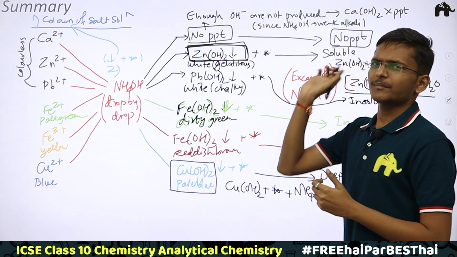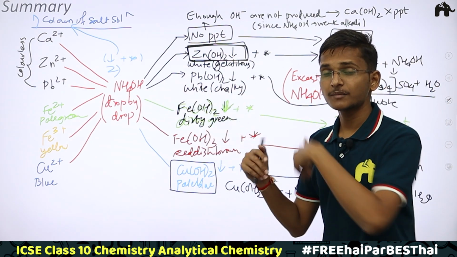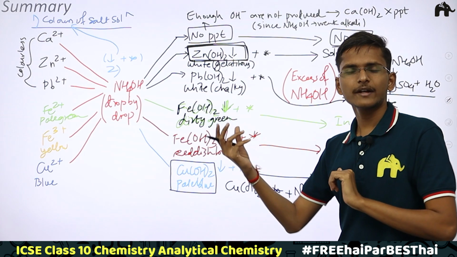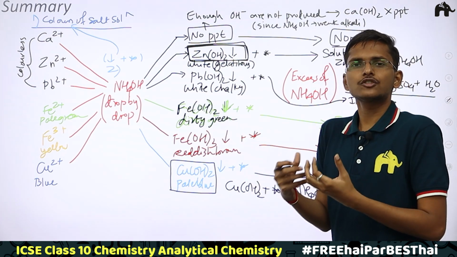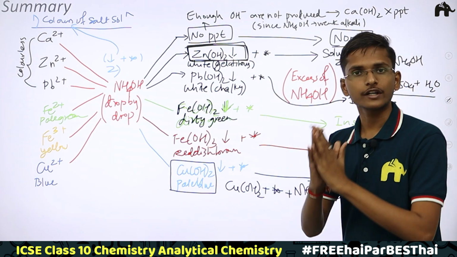And why is this happening? Why are enough hydroxide ions not getting produced? Because ammonium hydroxide, as we studied in the previous chapter, acids, bases and salts, is a weak alkali, so it doesn't dissociate completely. That's the reason enough hydroxide ions are not getting formed.